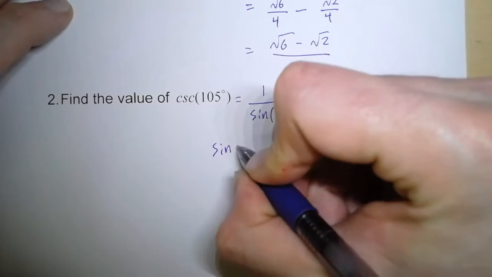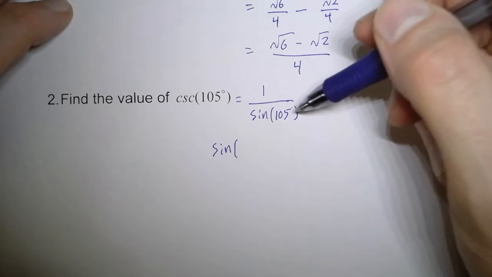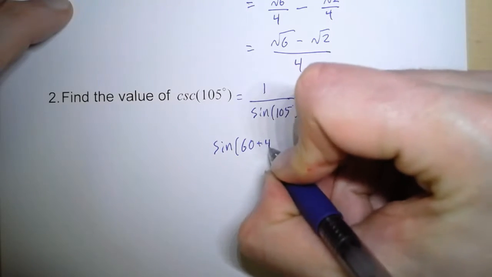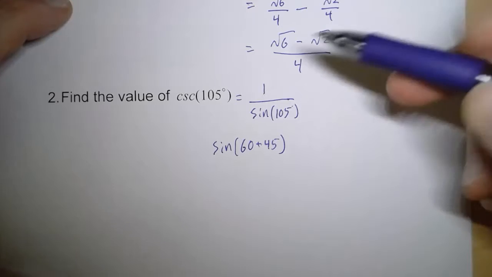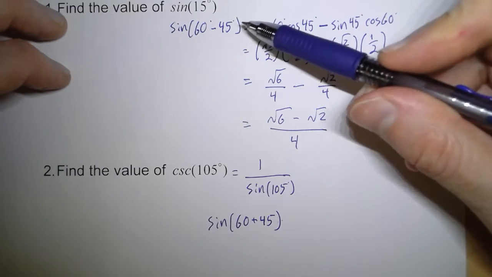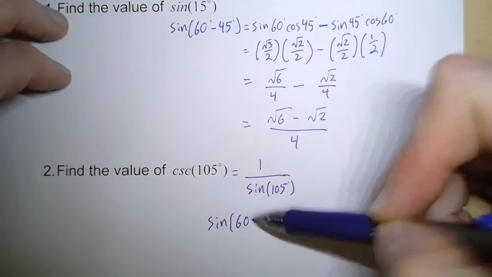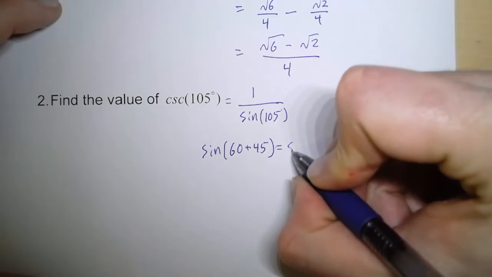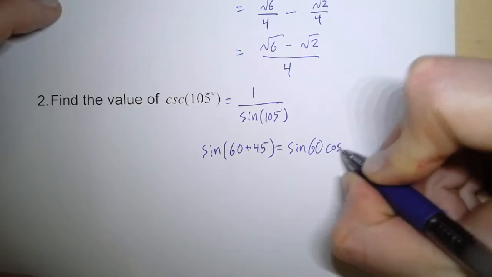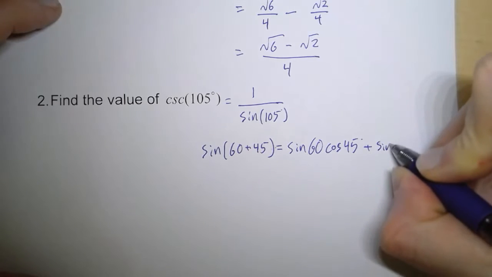Well, 105 isn't on the unit circle, but if we look at two angles that are on the unit circle, we can add them together. And that's going to be 60 and 45. Now, if you notice, this setup is almost identical to here. The only difference is here we subtracted, over here we're adding. So we can save ourselves a little bit of time, because there's no point in writing out all the same work a second time.